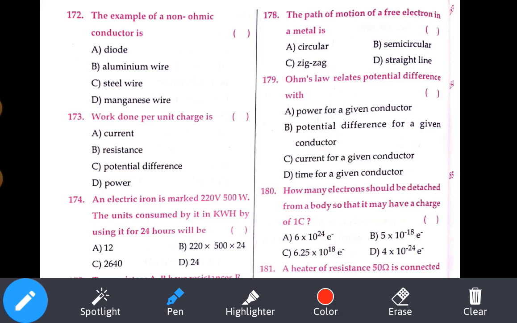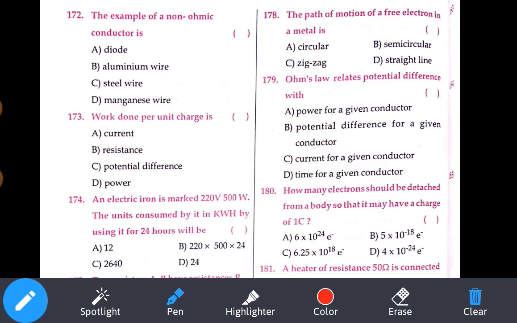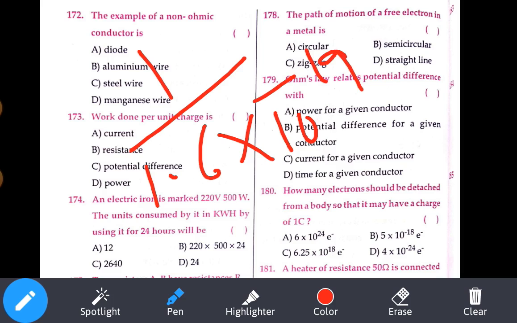How many electrons should be detached from a body so that it can have charge of 1 coulomb? It's a different question. Number of electrons they have asked. So if you know the formula, capital Q is equals to N into small q. They are asking N, so you bring this q to the left side. Capital Q value, how much they have given? 1. So 1 by, what is the q value? Small q is nothing but magnitude of charge. It is our 1.6 into 10 to the power of minus 19 coulombs. Minus 19 means if I bring it upwards, it becomes plus 19. So 1 by 1.6, nothing but 10 by 16 into 10 to the power of 19.